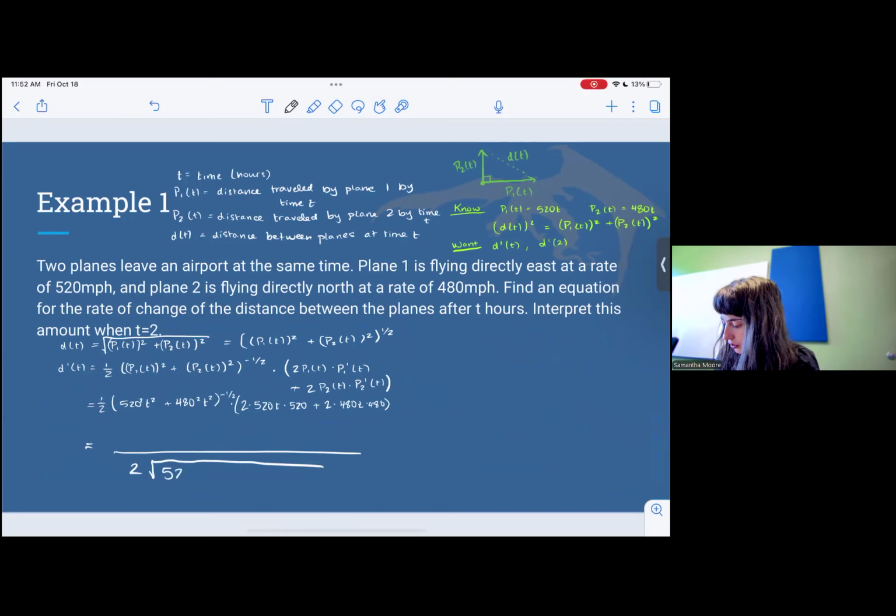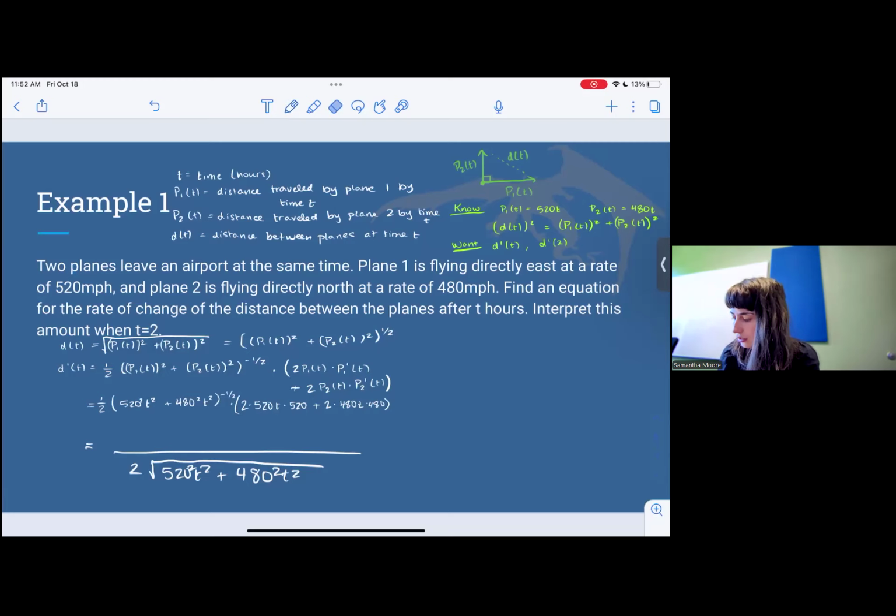So 520 t squared plus 480 squared t squared, square root of that, and then let's simplify that down a little bit. So pulling up my calculator here. 520 squared plus 480 squared is going to be 500,800. And then let's do the square root of that. It's not a super nice number, so we'll just leave it as that.